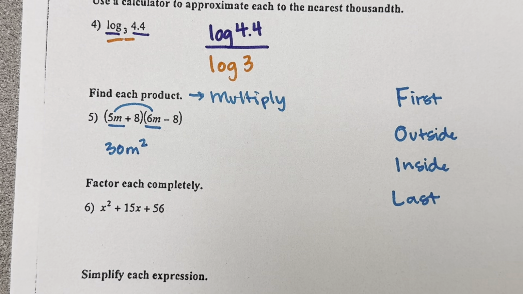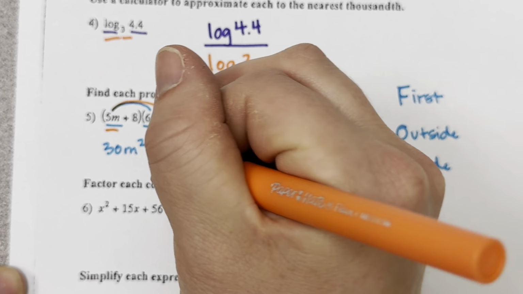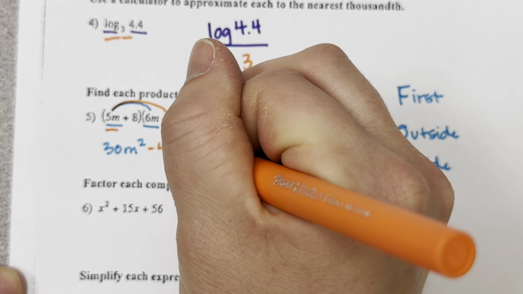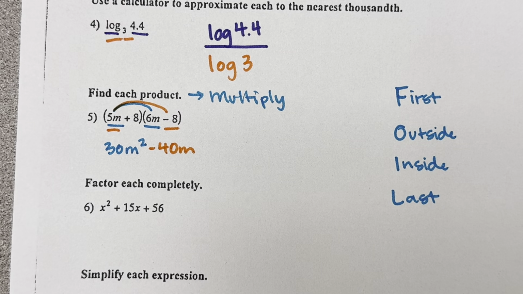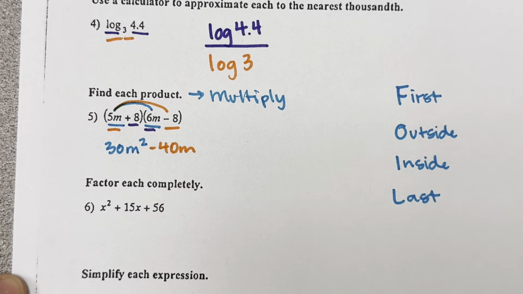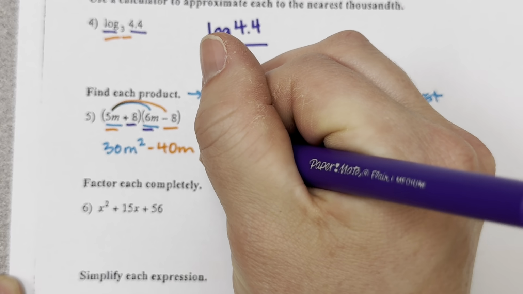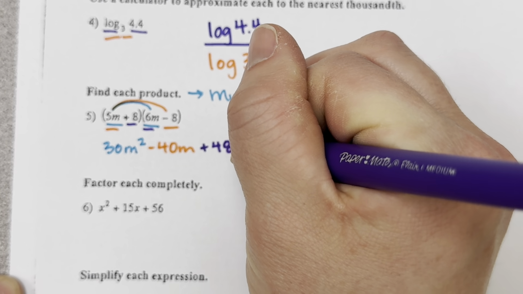Okay, now I need to multiply my outside terms together. That's going to be 5m times -8. It's going to give me negative 40m. Okay, let's do my next one. Inside, 8 times 6m. And I can never remember what 8 times 6 is. 48. Okay, so a positive 48m.